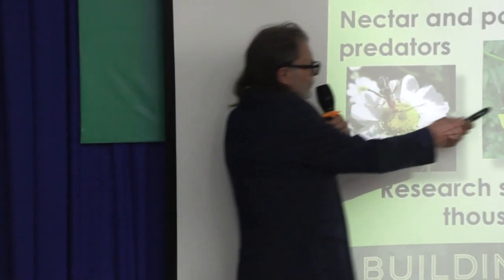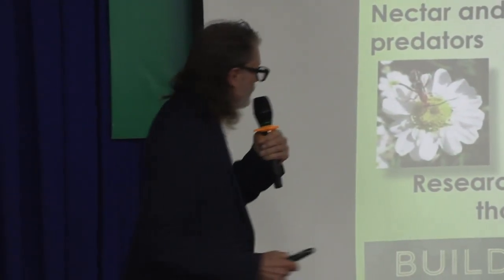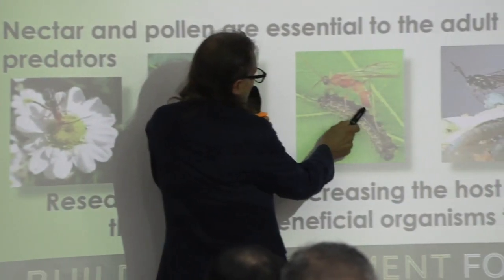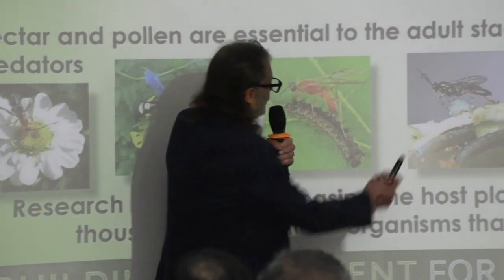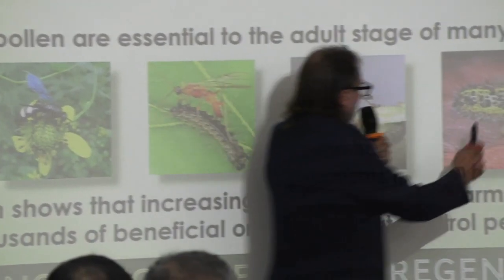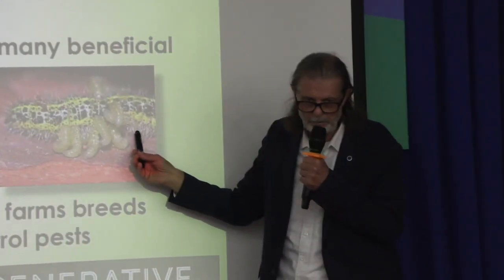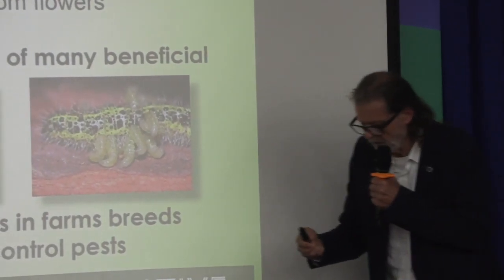So here's an example of what we call the little parasitoids, parasitic wasps. And as adults, they need nectar and pollen to reproduce. Without it, they can't reproduce. Then the female will lay her eggs in or on the caterpillar here, and they hatch and they can control the caterpillars. And we can bring these in by putting flowers in the system.